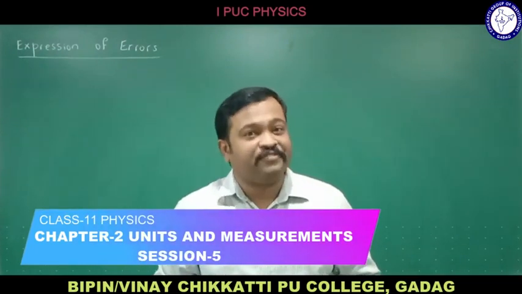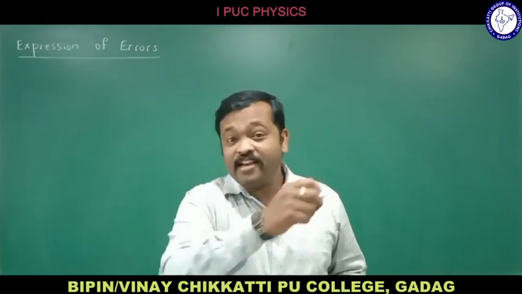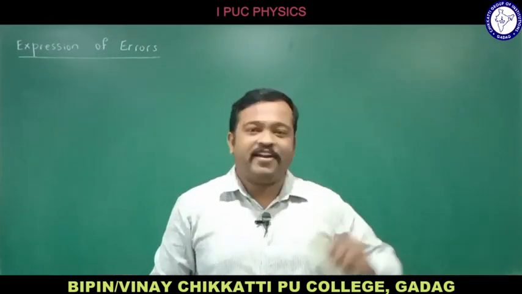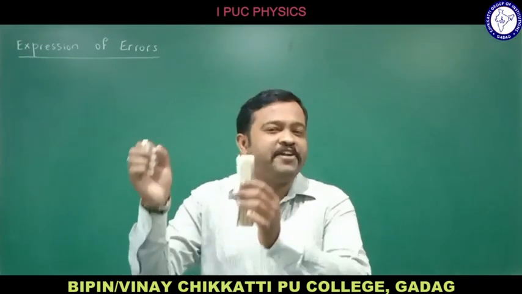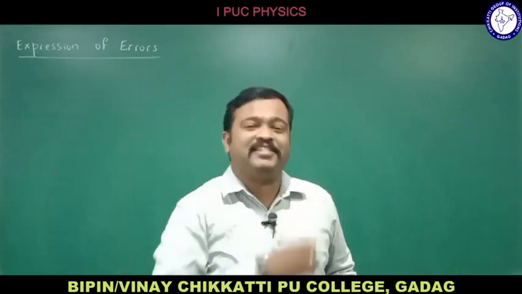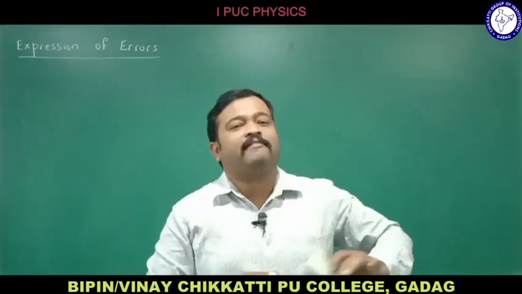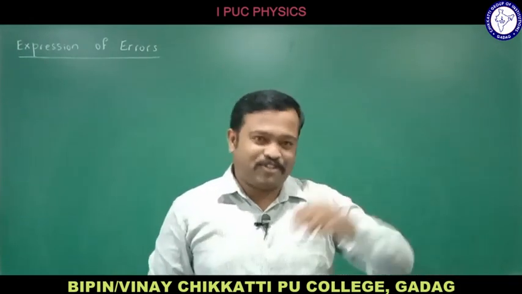Whenever we measure a physical quantity, there exist errors. Errors are of two types. One is systematic error and another one is random error. The errors which occur according to a definite pattern due to known reasons are called systematic errors. The errors which occur randomly due to unknown reasons are called random errors.